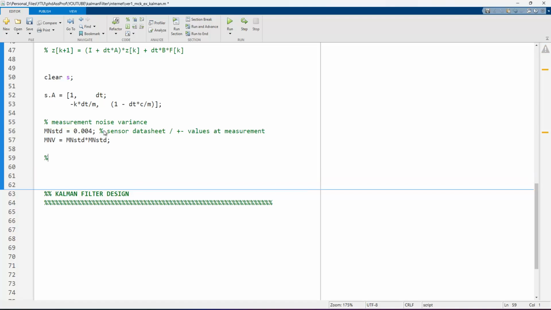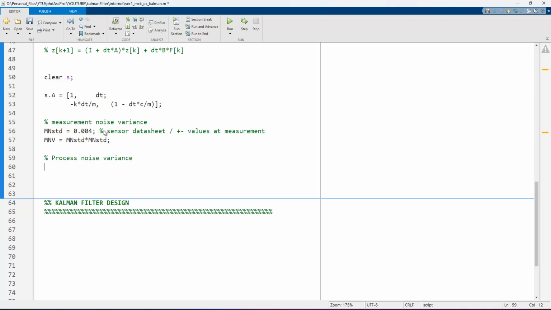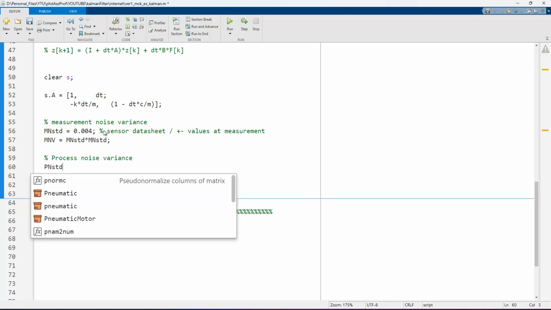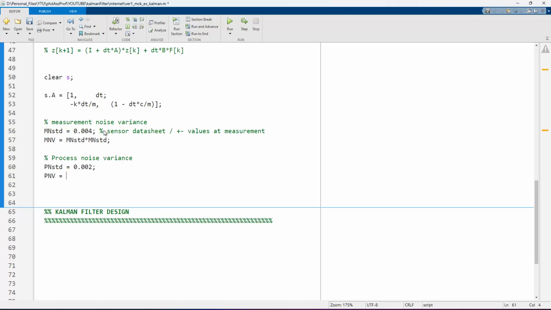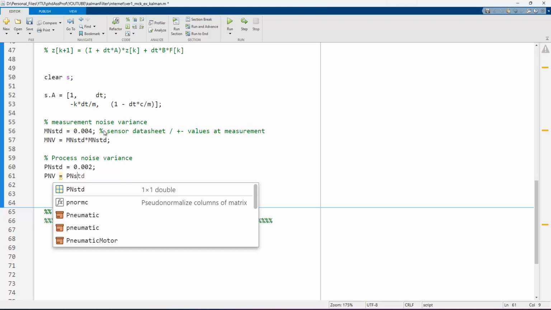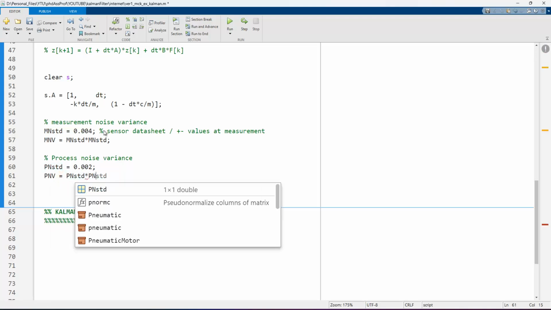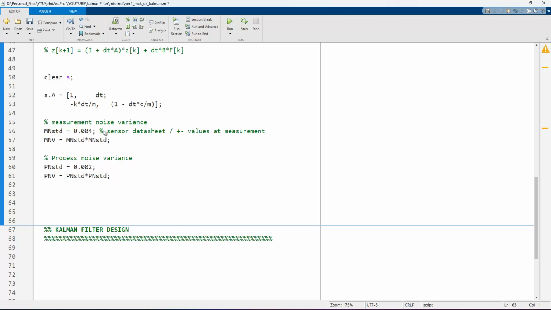Okay, and also we need to define the process noise variance. Okay, pn std is equal to 0.002. This is a random value right now because we don't know anything about the physical system, but in your system you should assign some meaningful data to do that. Okay, so after that we need to create the process covariance matrix in here.